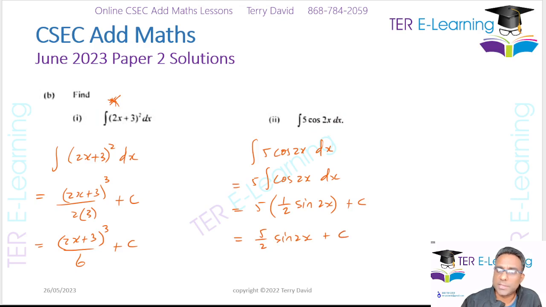plus c, right? Let me just double check this. Differentiate sine 2x, you're going to get 2. Yeah, that's looking correct, right? That's looking correct here. So that's my answer for that part.